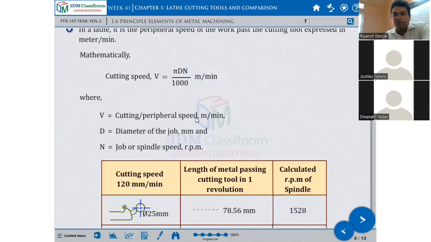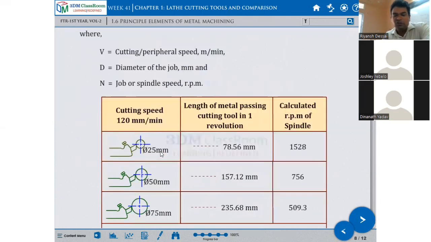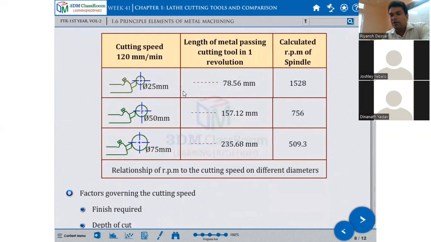V is the cutting peripheral speed in meters per minute. D is the diameter of the job in millimeters. N is the job or spindle speed, that is RPM. The cutting speeds are already given for particular diameters. For 25 mm diameter, the RPM is 1528. For 50 mm, 756. For 75 mm, 509 spindle RPM.